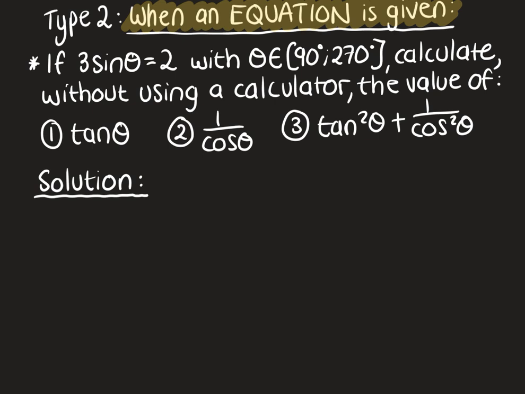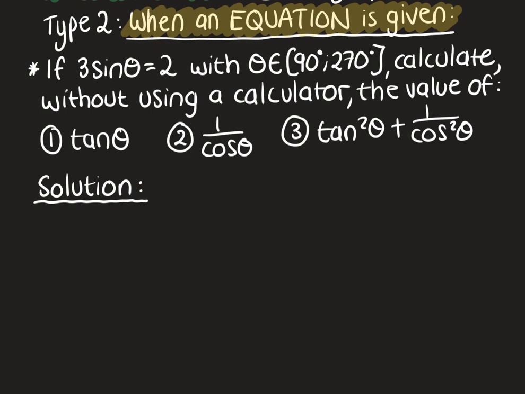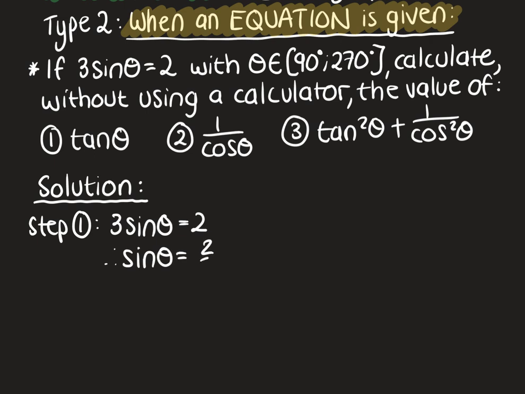So the first step, let's put steps here. Step 1, we need to take our equation and simplify it so that we have a trig ratio on one side equal to a fraction or a decimal. Therefore, sine of theta equals 2 over 3. How did I do that? I divided both sides by 3, to get sine by itself.